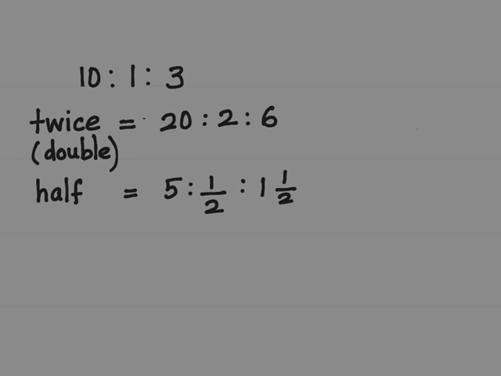Now let's see what is 5 times the first ratio. To find 5 times the first ratio, multiply the first ratio 10:1:3 by 5. So 10 times 5 is 50, is to 1 times 5 is 5, is to 3 times 5 is 15.